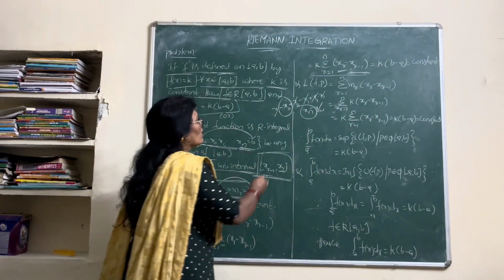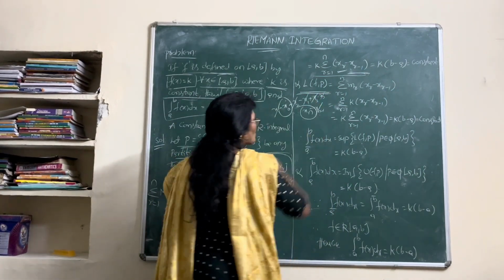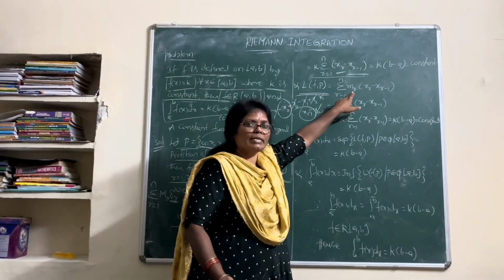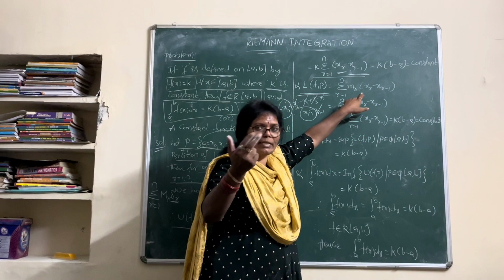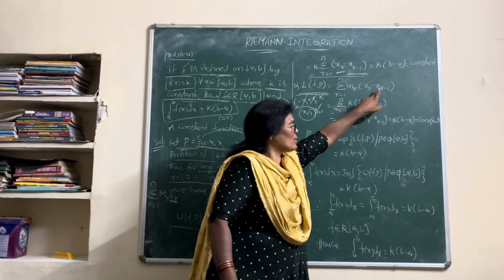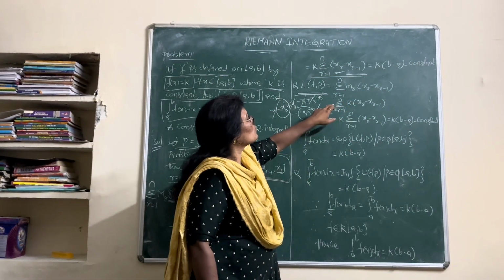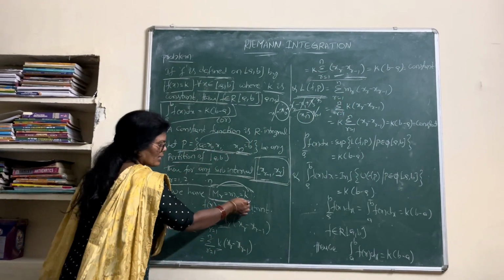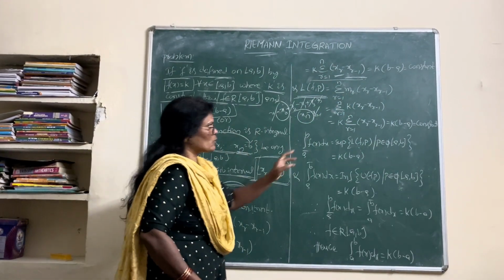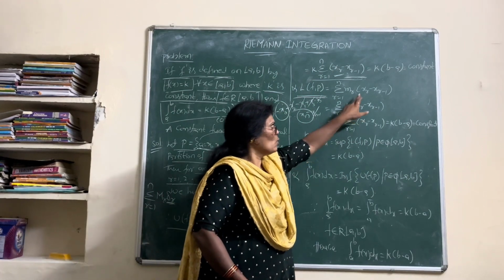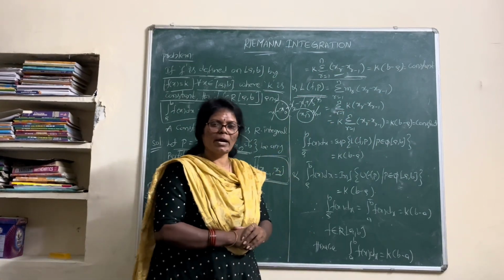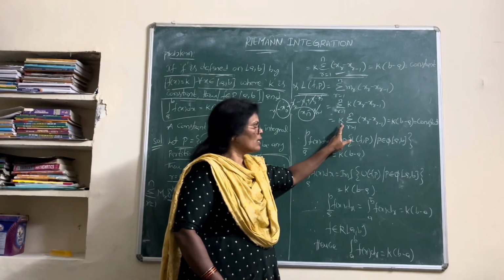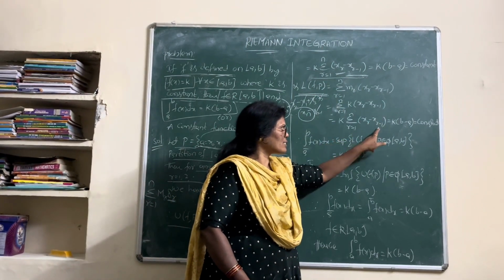Similarly, we'll find the lower Riemann sum. The lower Riemann sum is nothing but the summation of small mr times delta r, the length of the interval, xr minus xr minus 1. Here small mr is also nothing but the constant k. So we write k into summation of xr minus xr minus 1, taking k outside of the summation.